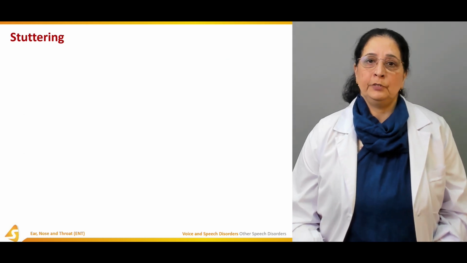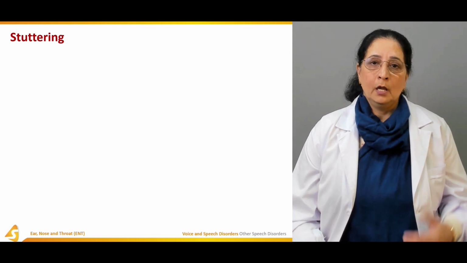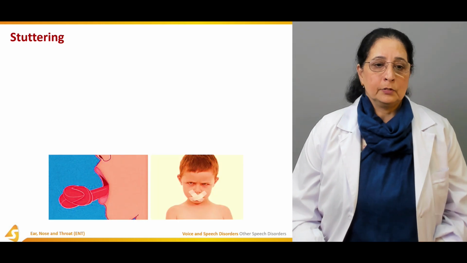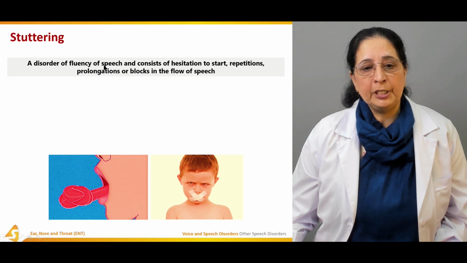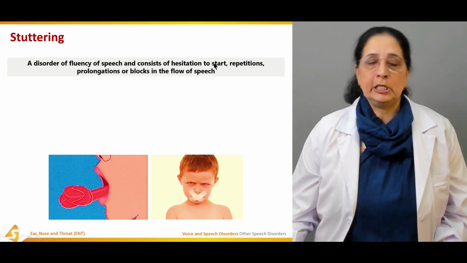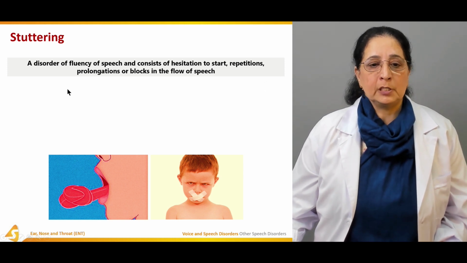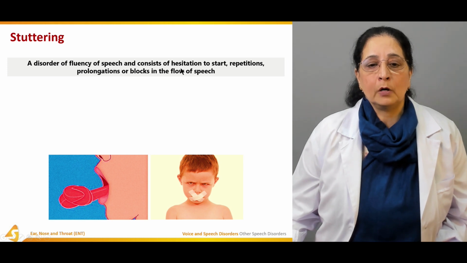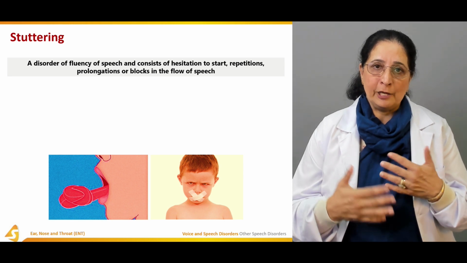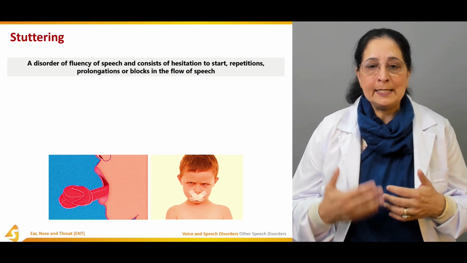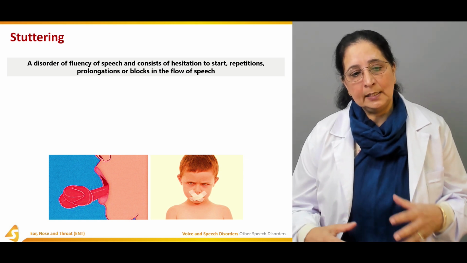Next, the third condition which we will discuss in this section is stuttering. It's a common disorder. A lot of people stutter. So stuttering is a disorder of fluency of speech and consists of hesitation to start, repetitions, prolongations, or blocks in the flow of speech. These people cannot speak fluently, they repeat the words, and they have long blocks between the speech.